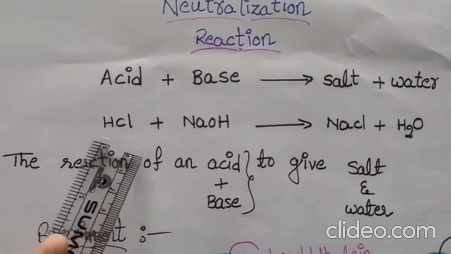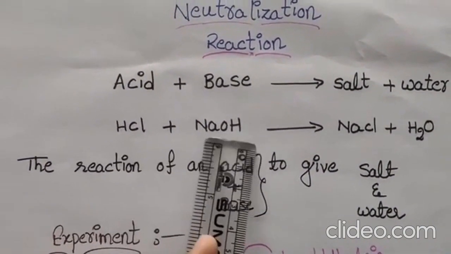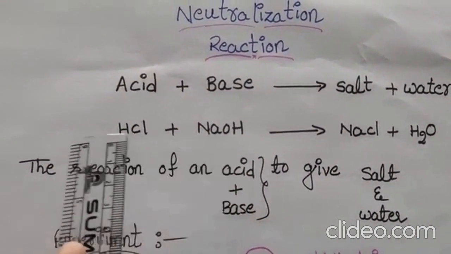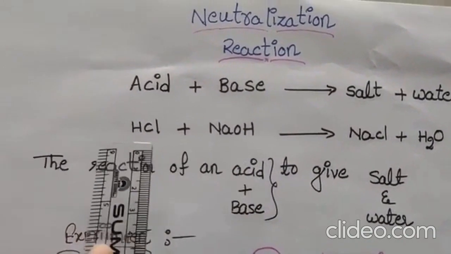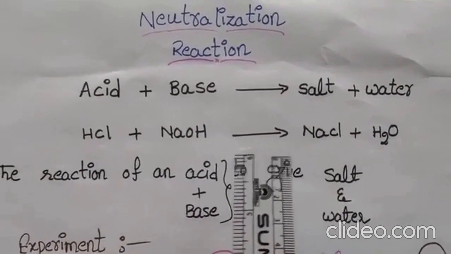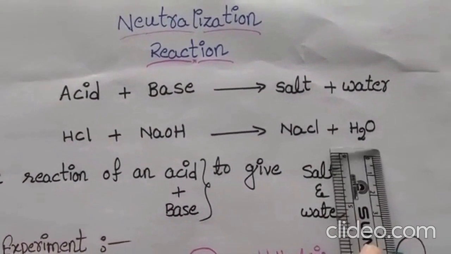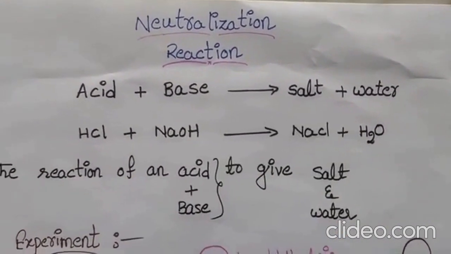And example, let's see. Hydrochloric acid. So this is an acid, this is a base. NaOH is a base. Acid reacts with a base. So what is an acid? Hydrochloric acid and sodium hydroxide react with each other to give sodium chloride, salt, and water. So this is a neutralization reaction.